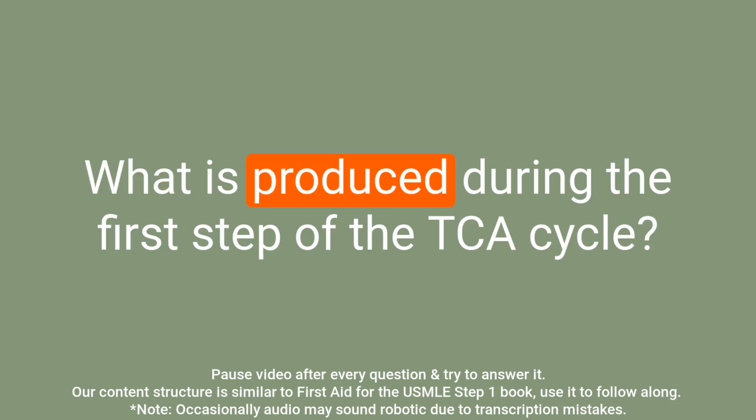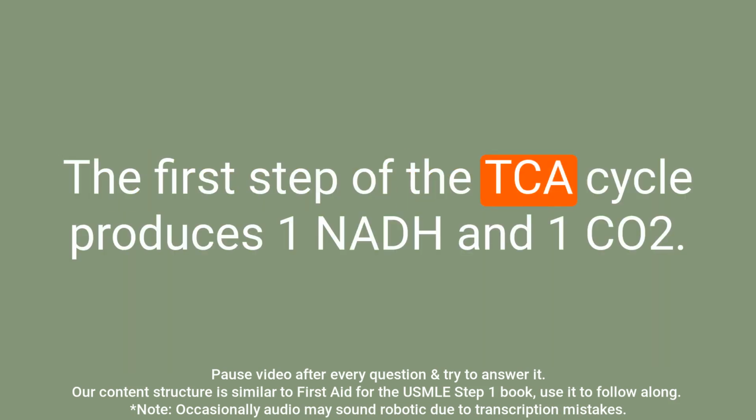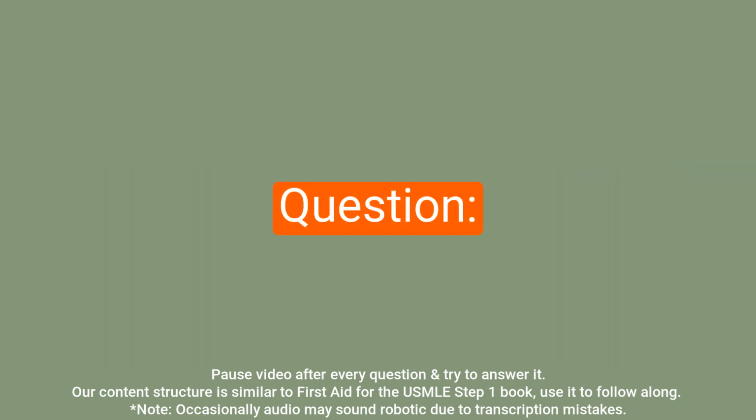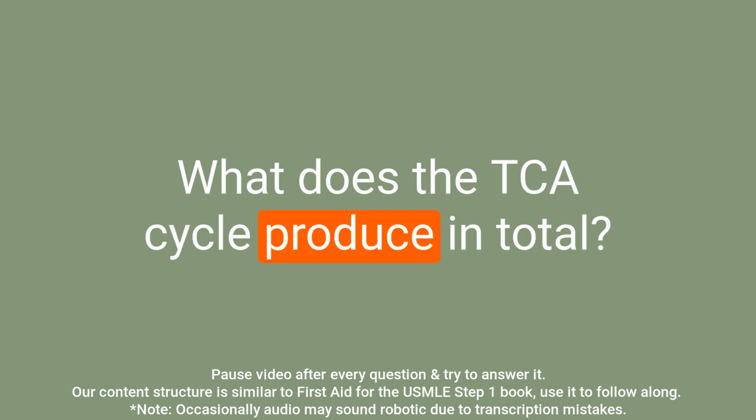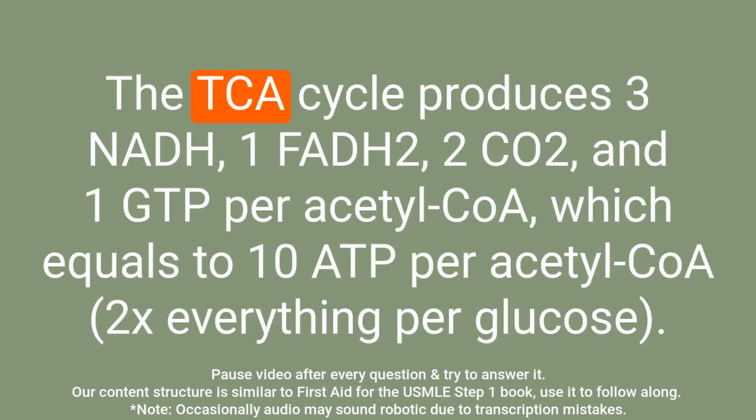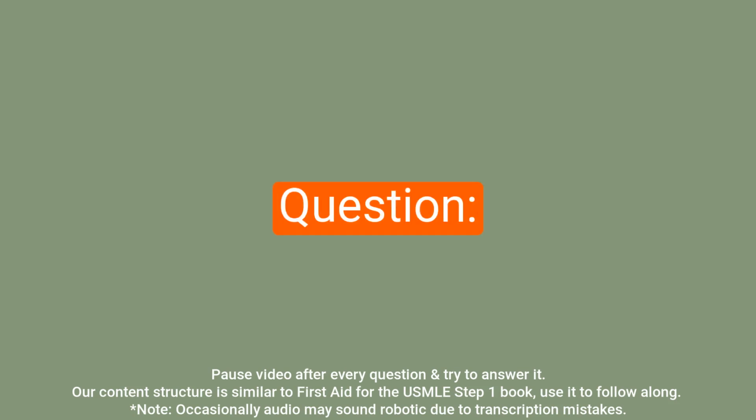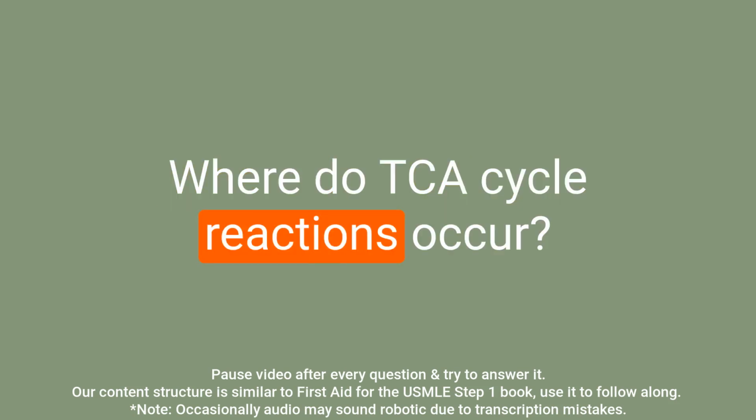Question: What is produced during the first step of the TCA cycle? Answer: The first step of the TCA cycle produces 1 NADH and 1 CO2. Question: What does the TCA cycle produce in total? Answer: The TCA cycle produces 3 NADH, 1 FADH2, 2 CO2, and 1 GTP per acetyl-CoA, which equals 10 ATP per acetyl-CoA.